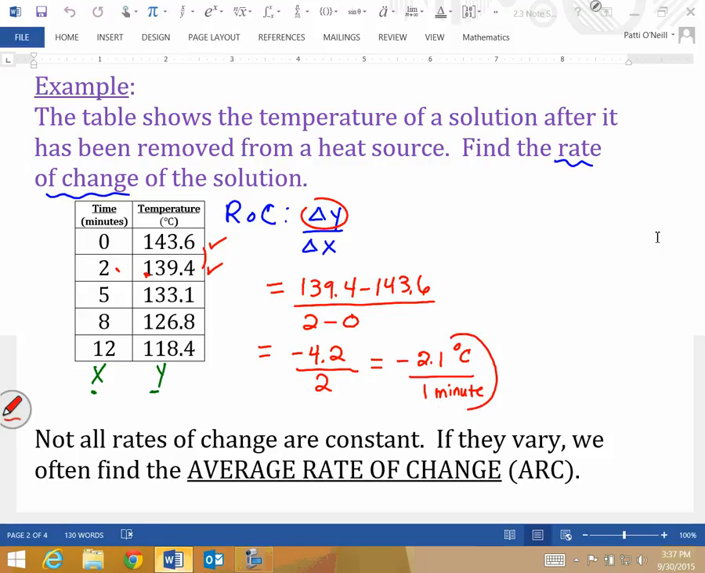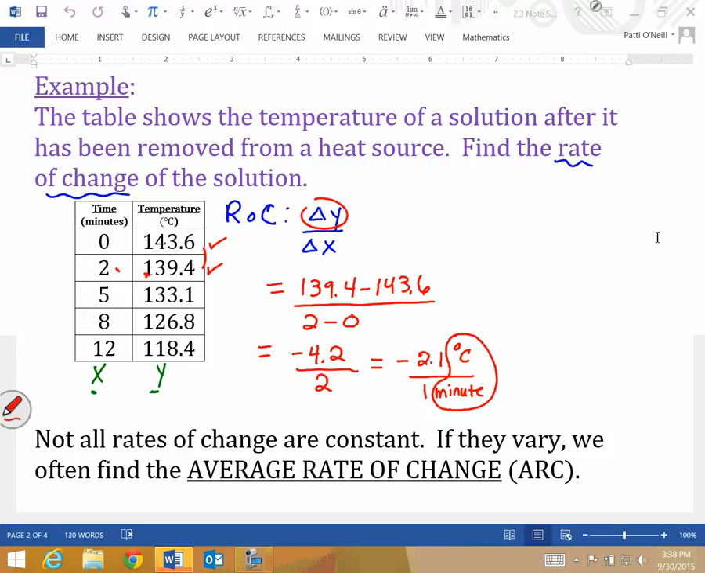So this label comparison, this label ratio is also very important in your answer. This is saying for every minute, we're going down 2.1 degrees Celsius when that substance has been removed from the heat source. So that makes somewhat common sense.